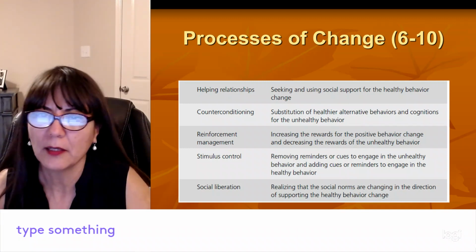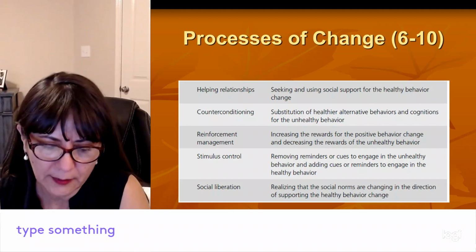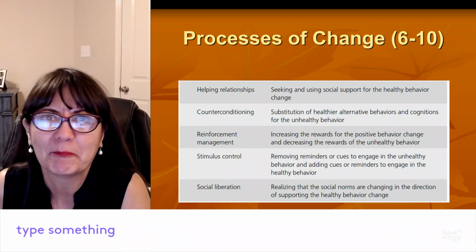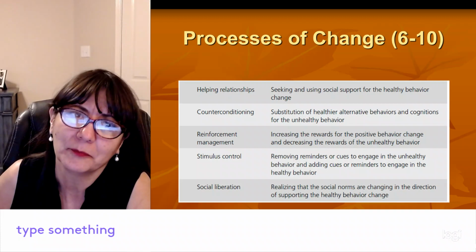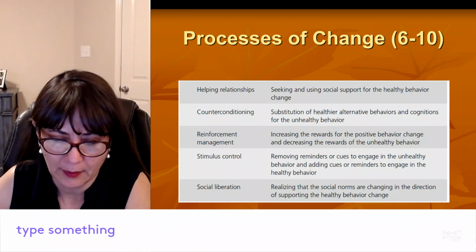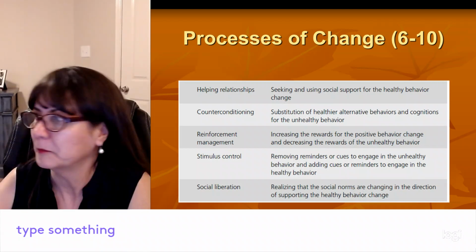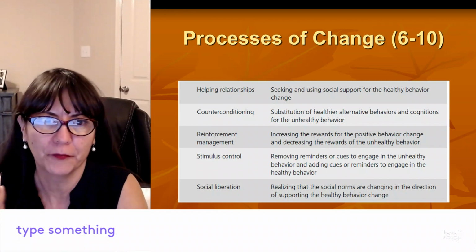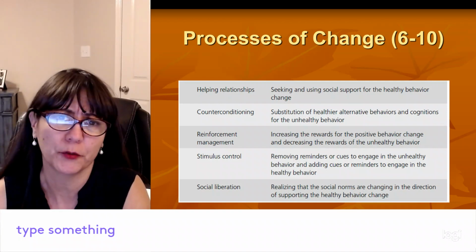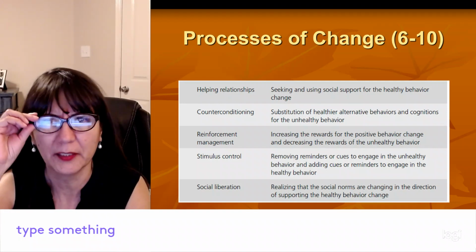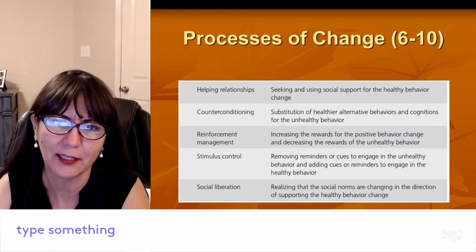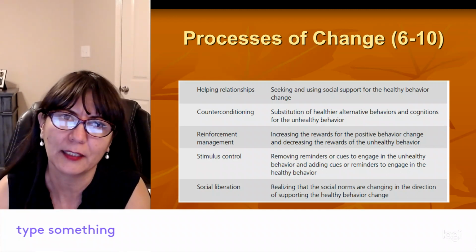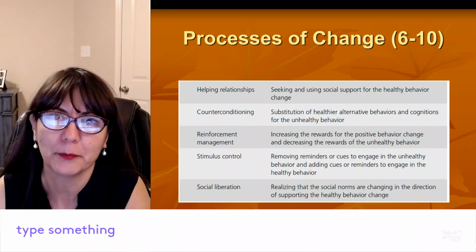So continuing with the processes of change, another one is helping relationships, and this is just seeking out social support, right? Seeking and using social support to help support your behavior change. So looking for an exercise buddy, joining a gym, making sure your family supports you in your behavior change. If you're trying to change your diet, that's a really hard one, right? When only one person in the family is trying to change their diet, how are they going to engage in those helping relationships? If they're not going to get it from within their family, they need to find another source of social support to help them do that.